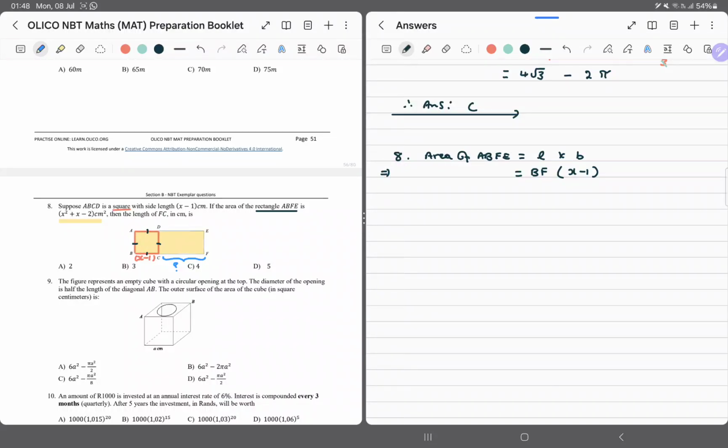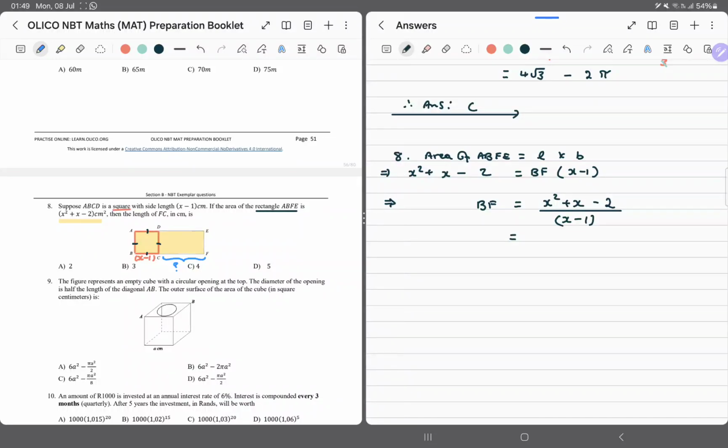Easy. But now we are given that this area is itself x squared plus x minus 2. So essentially there's no need for the bracket. Okay, that's what we are given. All right guys, so let's just go about our business easily. So we can see here, this implies that our BF is going to be equal to x squared plus x minus 2 divided by x minus 1.